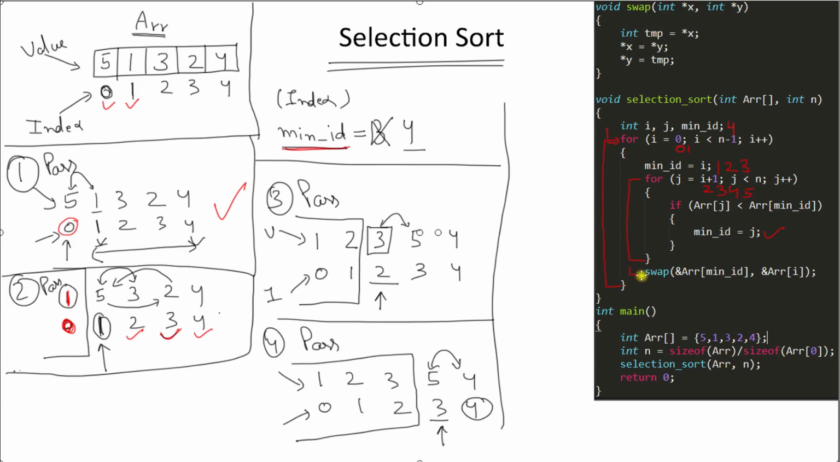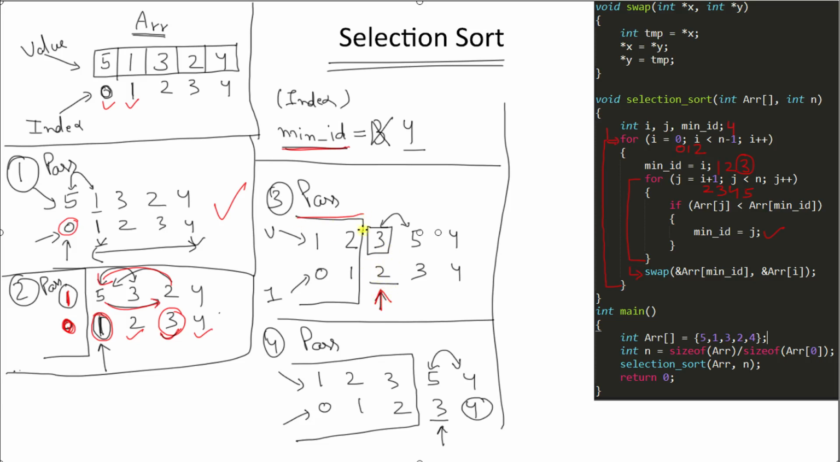You will hit this swap function now, and then you will swap this minimum ID with i. So what is i now? i is 1 and minimum ID is 3. So 1 will be interchanged with the third location. So this 1 is going to get interchanged with the third location. So 2 will go here and 5 will come here. That's what happened here. Got it? And we'll come out from that swapping. Then we'll go back, i++. i will become 2.